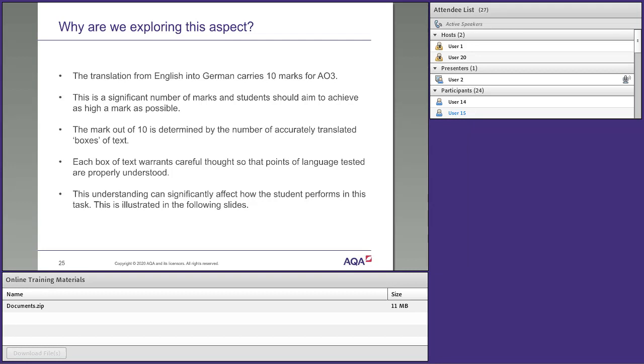So the focus here is on encouraging students to understand the nature of the task they're undertaking, so recognizing, if you like, what the examiner is testing in each box. And this understanding can significantly affect how the student performs in this task, and I'll illustrate this in the following slides.